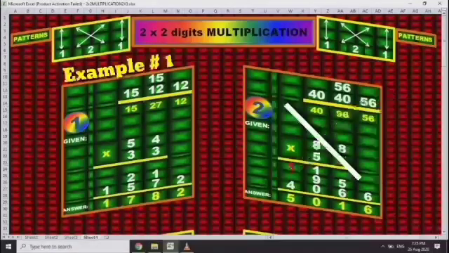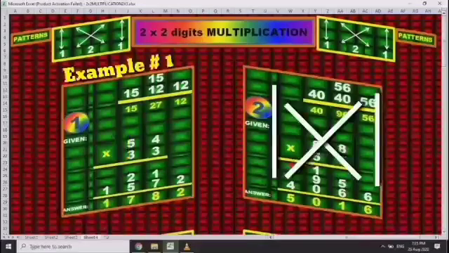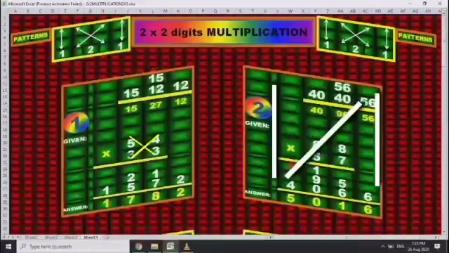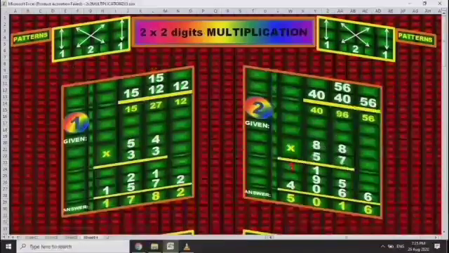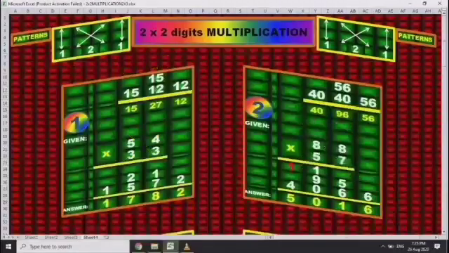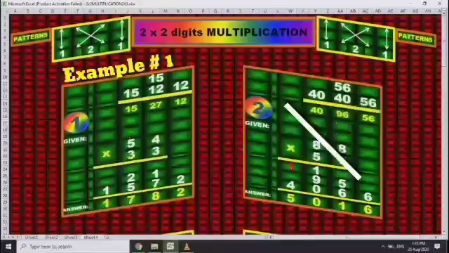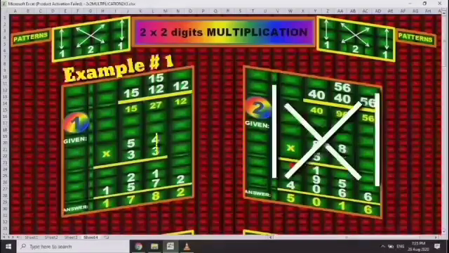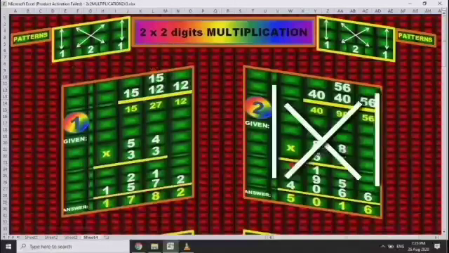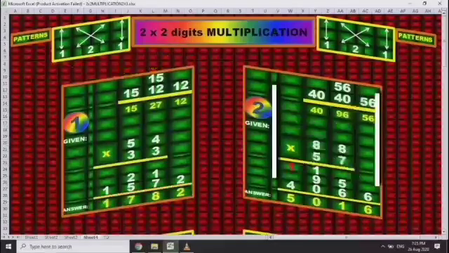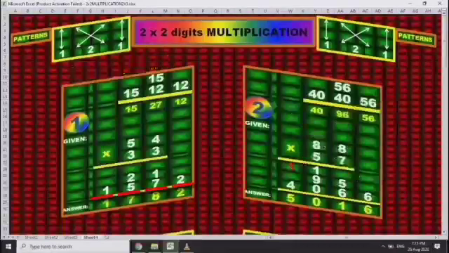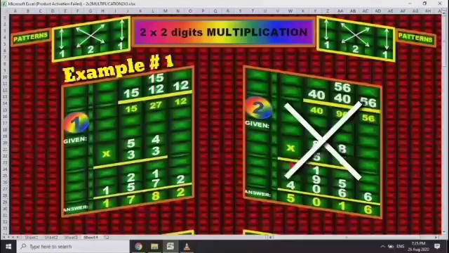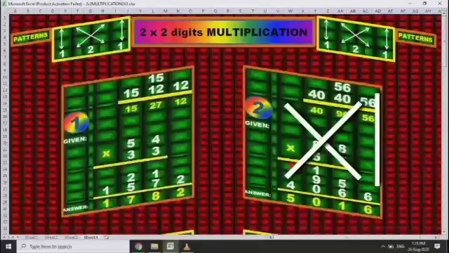For example number 1, 54 times 33. Vertical multiplication first, 5 times 3 is 15, bring down 15. Next is cross multiplication, 5 times 3 is 15 plus 3 times 4 is 12, add, that is 27, bring down 7, carry 2. Last is vertical multiplication, 4 times 3 is 12, bring down 2, carry 1, add, bring down 2, 7 plus 1 is 8, 5 plus 2 is 7, bring down 1. So the product of 54 times 33 is 1782. So just follow the pattern: vertical, cross, vertical.